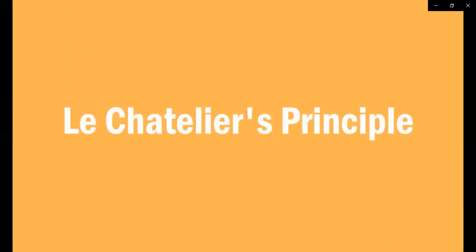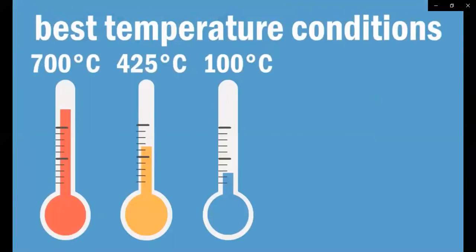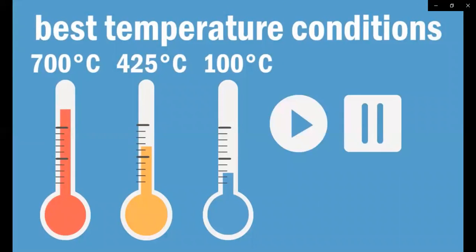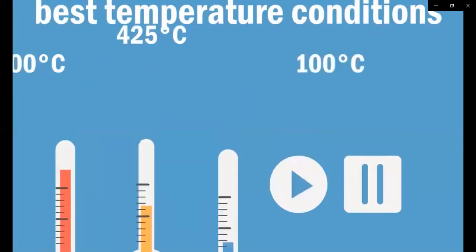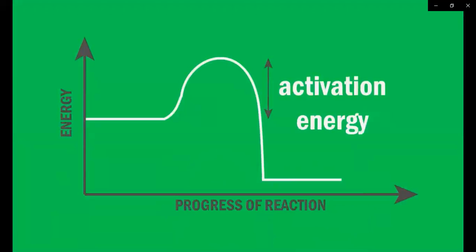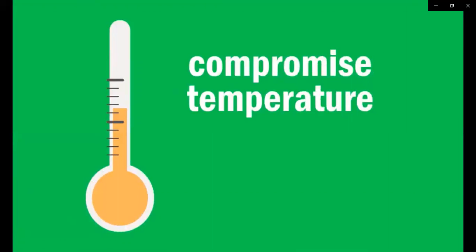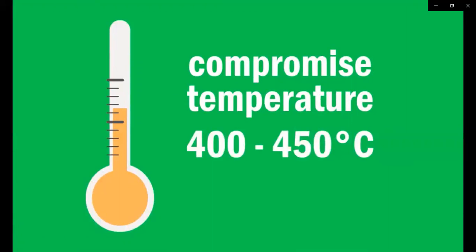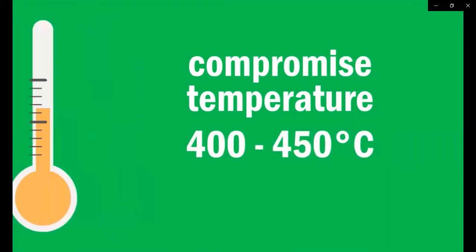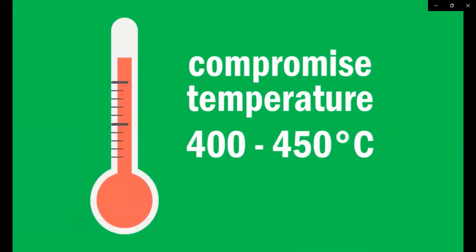Let's keep Le Chatelier's principle in mind. What do you think is the best temperature conditions to maximize ammonia production? Please pause the video to think about this and resume once you are ready. Since the forward reaction is exothermic, it would make sense to conduct this reaction at a low temperature. The compromise temperature is 400 to 450 degrees Celsius, which is not exactly low, but not too high.